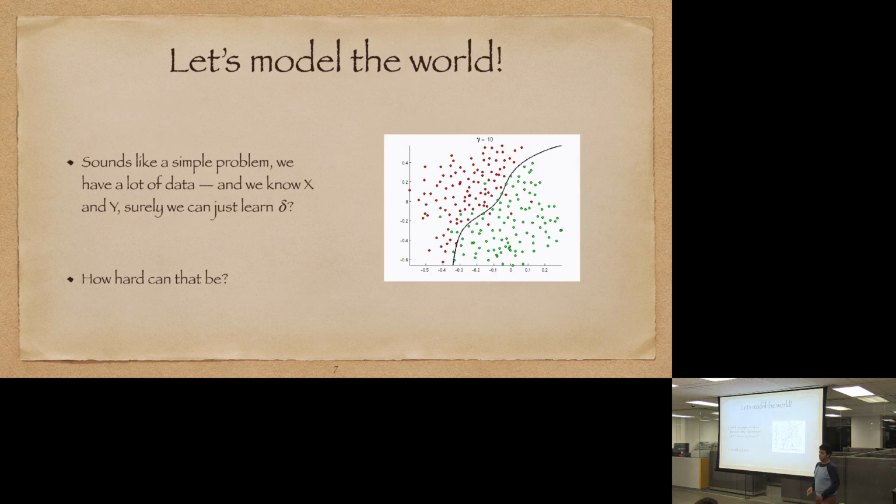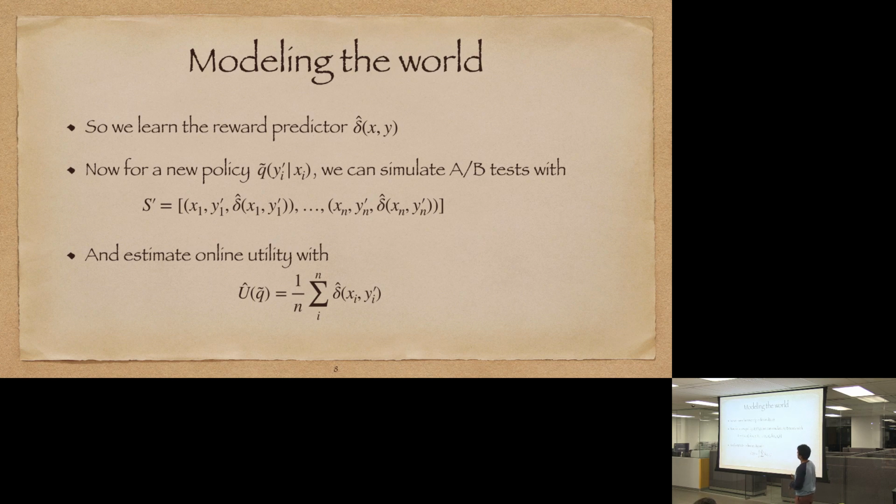This is a simple problem, right? You have X, you have Y, you have delta. That's a supervised learning problem. Let's learn delta. How hard can that be? All right, let's try to model the world. And let's say you do learn a delta hat, a reward predictor. If you do learn that, you can simulate A/B tests offline, right?